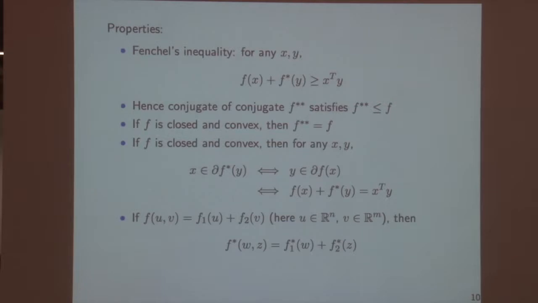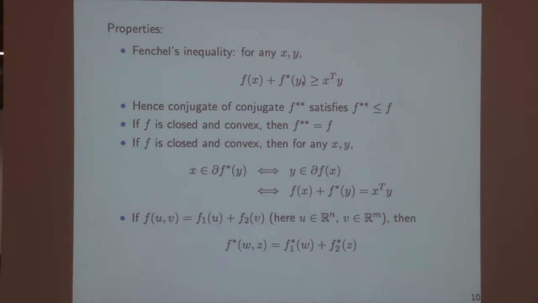So here are some of the properties of conjugate functions. The first is called Fenchel's inequality, and it tells us that for any x and y, f of x plus f star of y is always bigger than or equal to x transpose y. I think, if I'm not mistaken, you're proving every one of these things on homework 3, except for maybe the last one, but it's very straightforward. So that's where the proof comes from. It comes from your homework 3.